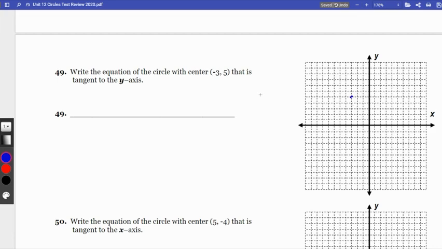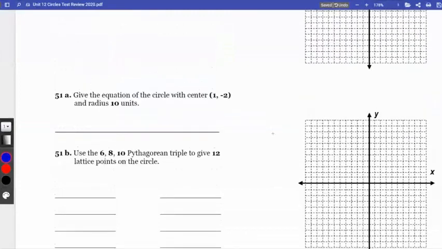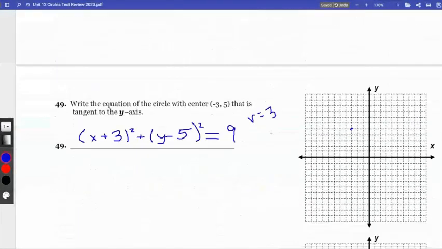So if my radius is 3, that means my equation will be x minus the x value. X value is -3, so x minus -3 looks like x plus 3 squared, plus y minus the y value. The y value is 5, so y minus 5 squared equals the radius squared, and the radius is 3. So there it is. There's my equation. And so you've got a couple problems using the equation of a circle.